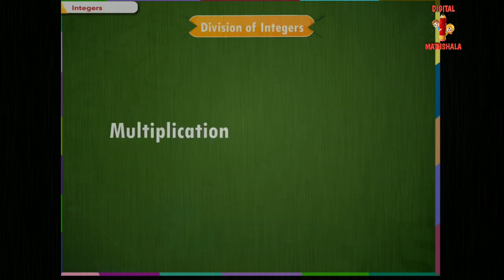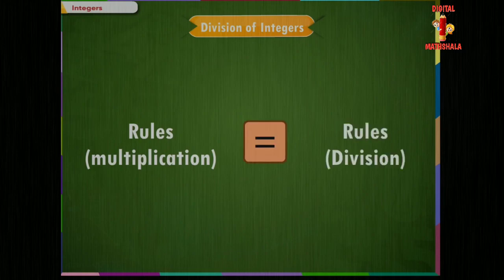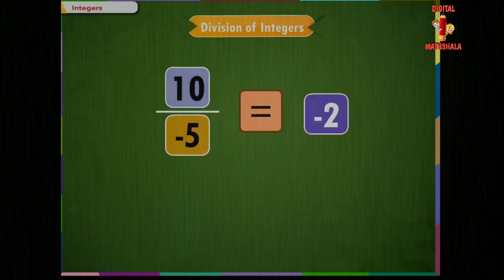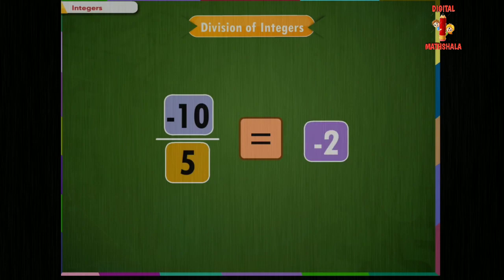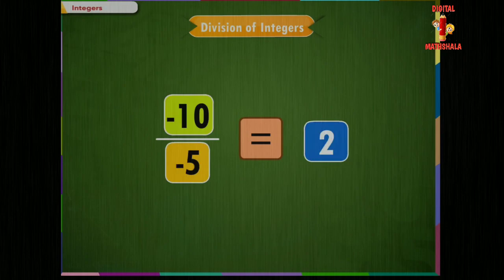We know that multiplication and division are inverse operations. The rules for multiplication of integers are the same as the rules for division of integers. Let us understand with the help of the following example. 10 divided by 5 is 2. But when we divide 10 by minus 5, we get minus 2. Likewise, if we divide minus 10 by 5, we get minus 2. And minus 10 divided by minus 5 gives 2, which is positive.